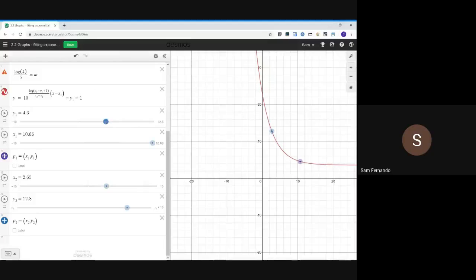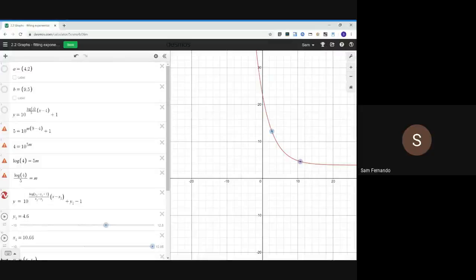All right, so there we have it, fitting an exponential through any 2 points. Have fun.